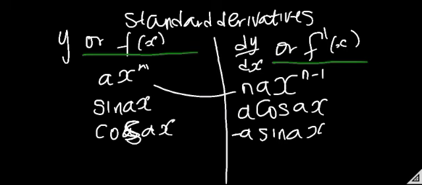Alright, so what if we have the natural logarithm of a constant times x? What you do is that the constant will disappear. And when the constant disappears, then you have 1 over x.